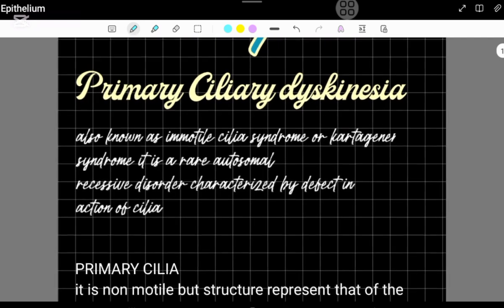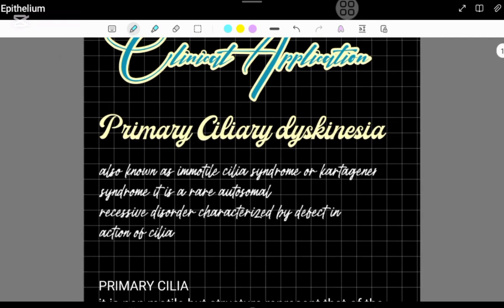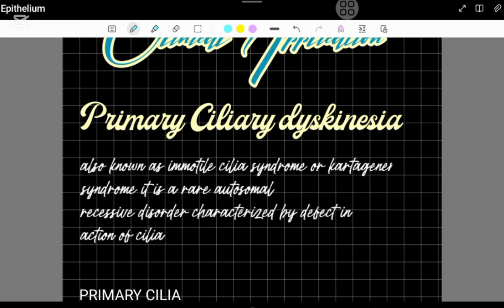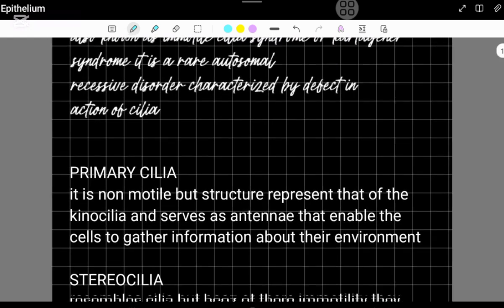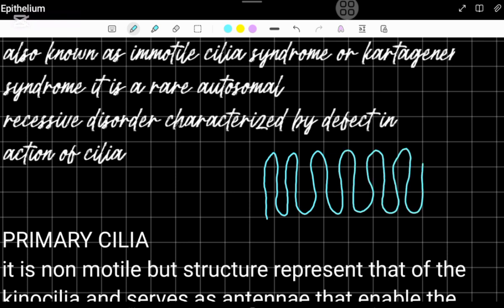Now coming to ciliary dyskinesia, primary ciliary dyskinesia, which is the clinical application of the cilia, also known as immotile cilia syndrome or Kartagener syndrome. It is a rare autosomal recessive disorder characterized by a defect in the action of cilia. These are our cilia, and when they move they help in the movement of mucus. They act as balance neuroepithelial cells, balance receptors, and in the fallopian tubes they serve to move the ovum to the uterus.